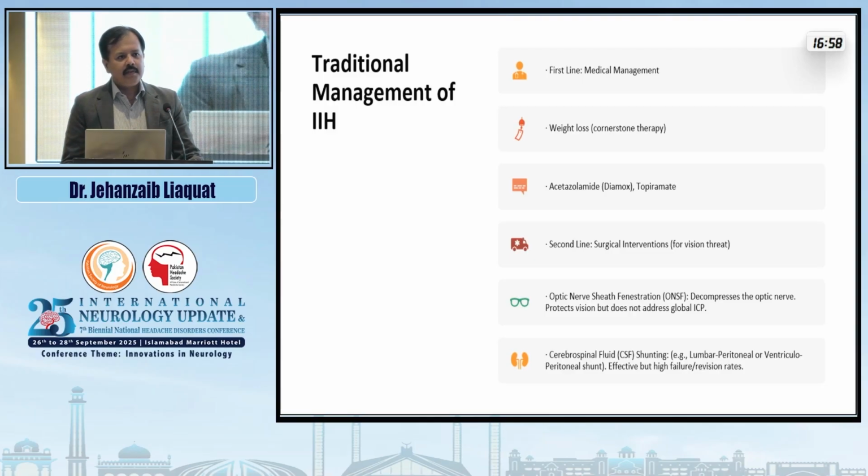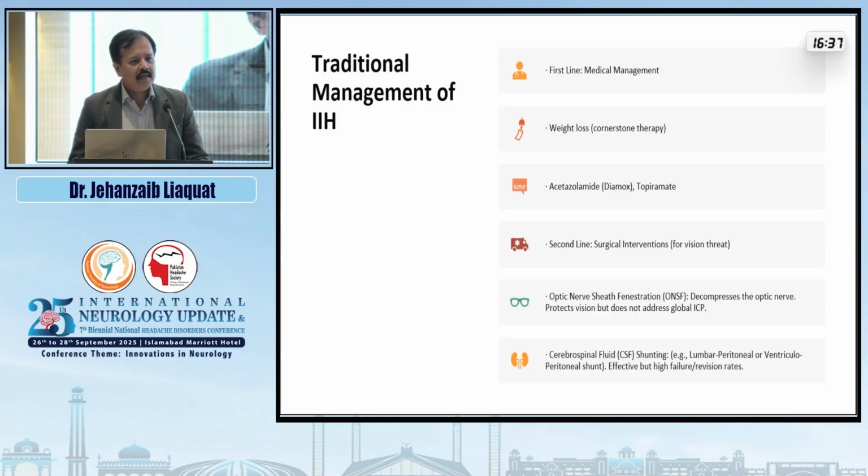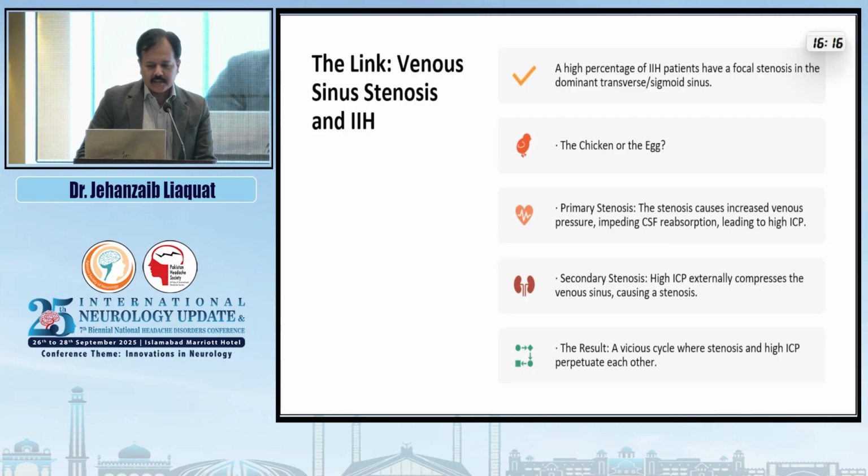As we all know, the basic management of intracranial hypertension is, first line, medical management: weight loss and drugs that we are all familiar with, acetazolamide and topiramate. Surgical intervention comes as part of refractory cases. And in our setup, most of the patients who have refractory intracranial hypertension usually end up having a ventriculoperitoneal shunt or lumboperitoneal shunt. So these are CSF flow diversion procedures. And in a few selected cases and in a few institutions, they're offering optic nerve fenestration.